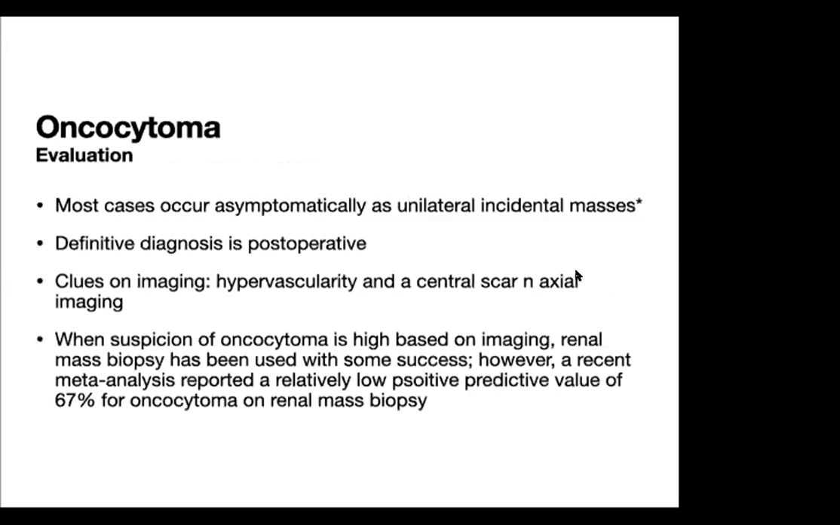For the evaluation of oncocytoma, most cases occur asymptomatically as unilateral incidental masses, although 5% occur bilaterally. The definitive diagnosis for these tumors is postoperatively after resection. For clues on imaging, they are hypervascular and again with a central scar on axial imaging. When suspicion of oncocytoma is high based on imaging, renal mass biopsy has been used with some success. However, a recent meta-analysis reported relatively low positive predictive value of 67% for oncocytoma on renal mass biopsy.